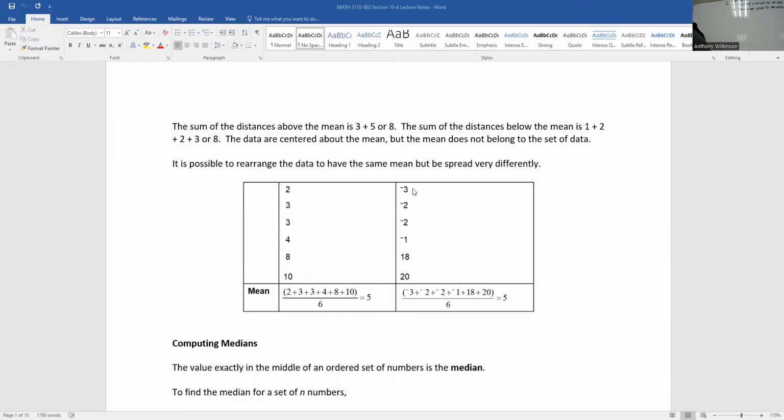Well, let's say we have something like this: -3, -2, -2, -1, 18, and 20. In this case, we can add these numbers together. You're going to see that it will end up being 30, and 30 divided by 6 will give you 5. So here the mean is still going to be 5. So we can rearrange the data and have that same mean, but the spread could be different.